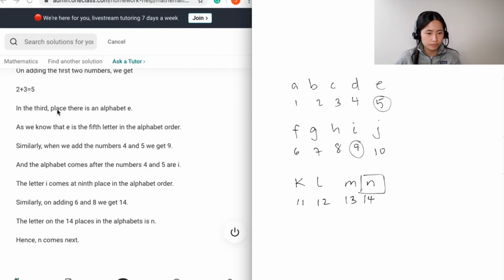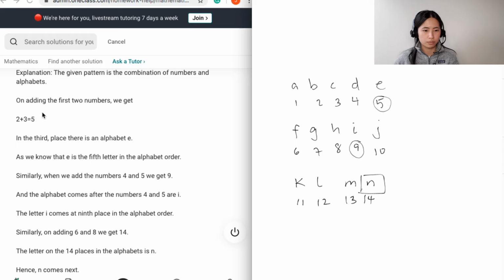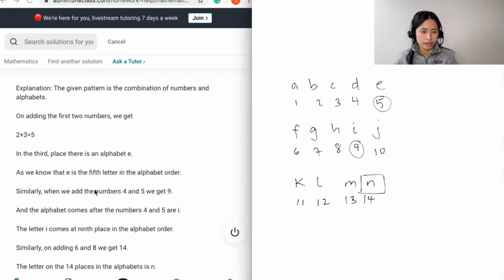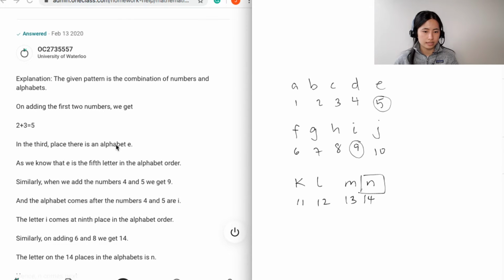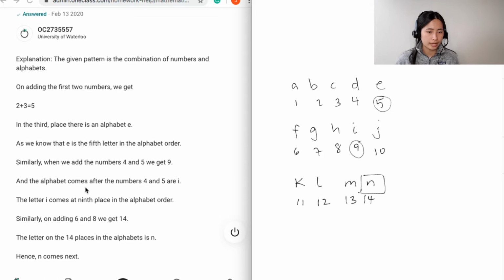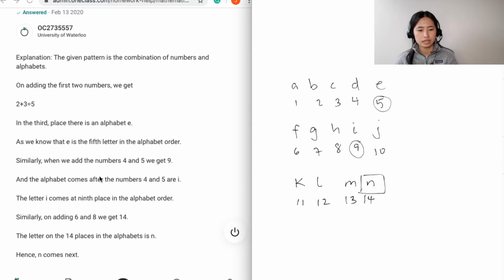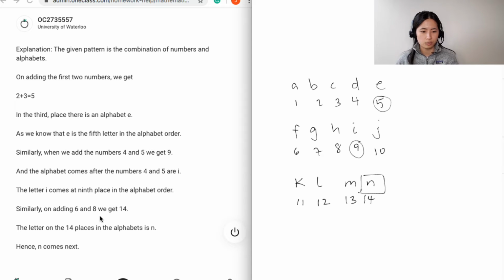So let's see what they wrote. On adding the first two numbers, we get 2 plus 3, which is equal to 5. And that's true. The given pattern is a combination of numbers and alphabets, and in the third place, there is an alphabet E. That's right, as we know that E is the fifth letter in alphabetical order. Similarly, when we add the numbers 4 and 5, we get 9, and the alphabet that comes after the numbers 4 and 5 is I. The letter I comes at ninth place in the alphabet. Similarly, on adding 6 and 8, we get 14. The letter at the 14th place in the alphabet is N. Hence, N comes next. That's right.